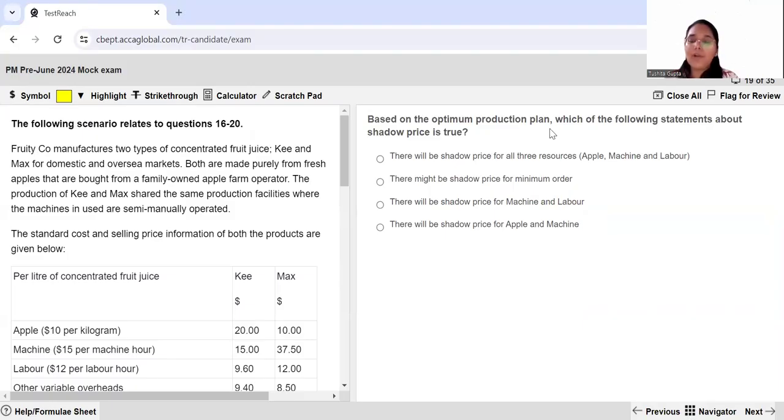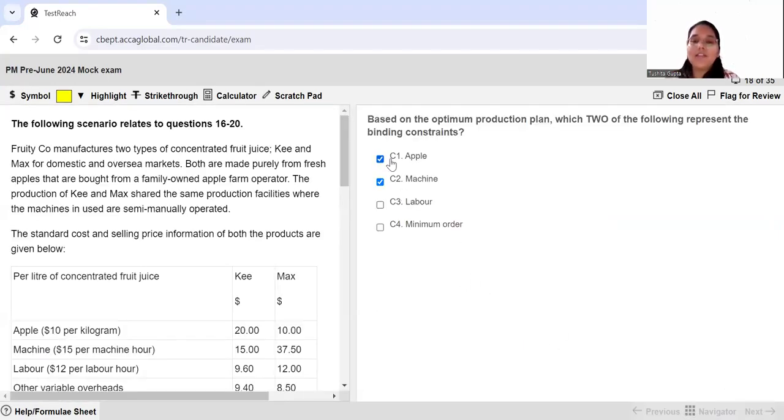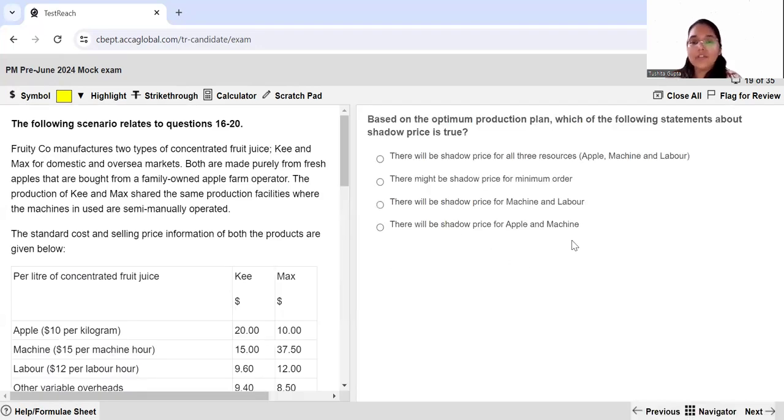Based on the optimum production plan, which of the following statements about shadow price are true? So shadow price will always exist for any of your binding constraints. Like in the previous question, we identified apples and machine hours to be our binding constraints. Shadow price will only exist for those resources which are binding constraints. If we get extra of them, we can increase our profits.